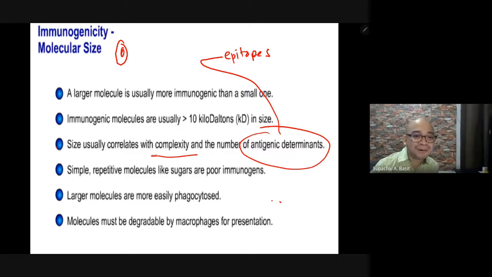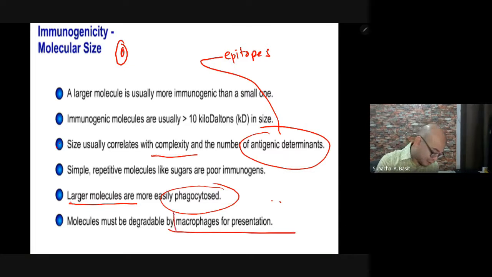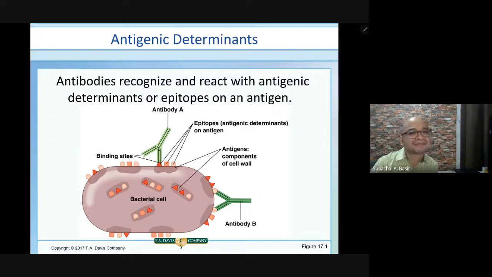So simple repetitive molecules like sugars are poor immunogens. And another thing, why size matter? The larger the molecules, then they are much more easily phagocytized. And molecules must be degradable by macrophages for presentation, because macrophages is an example of APC. Later on, when we go to major histocompatibility complex, I will be discussing how this particular phenomenon happened. Okay, so antigen presentation by macrophages.